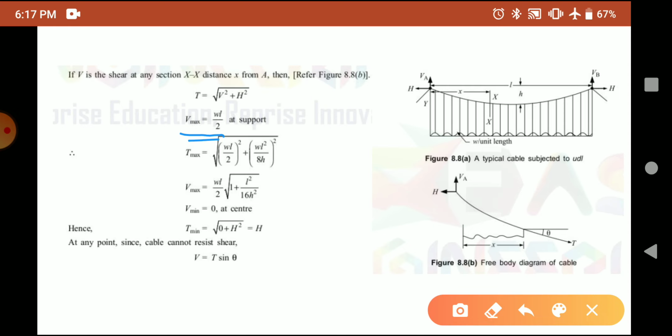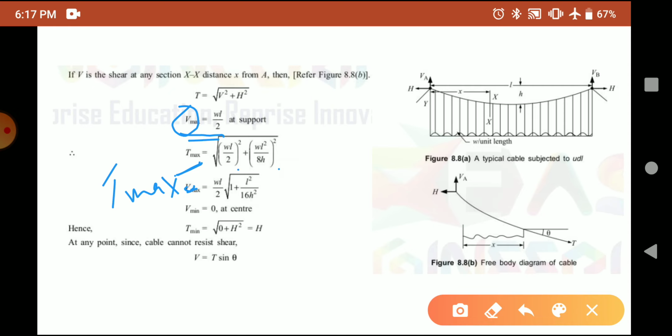So substituting the maximum value of vertical force, we'll get the maximum tensile force exerted on the cable. So T max we can take as the square root of WL by 2 the whole square plus WL square by 8h the whole square. So we'll get T max is equal to WL by 2 into root of 1 plus L square by 16h square. So that is the maximum tensile force exerted on the cable.